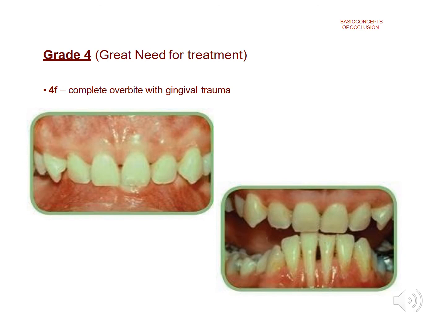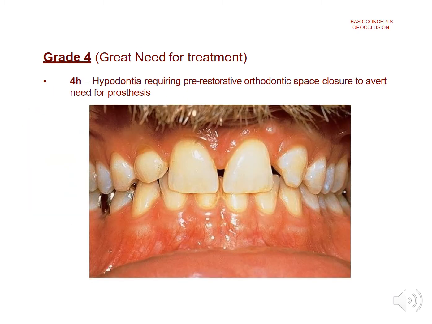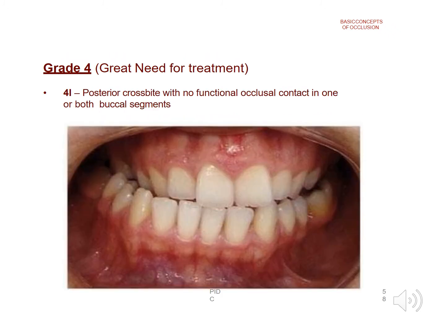Okay, 4F is for complete overbite with gingival trauma. 4H is H for hypodontia, requiring pre-restorative orthodontic space closure to avert need for prosthesis. So in this photo, you can see the patient has missing laterals. 4L is posterior crossbite with no functional occlusal contact in one or both buccal segments. So you can see clearly in this photo on one side there is no occlusal contact at all.